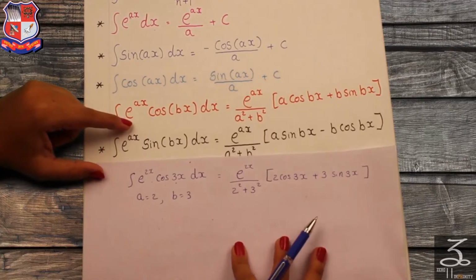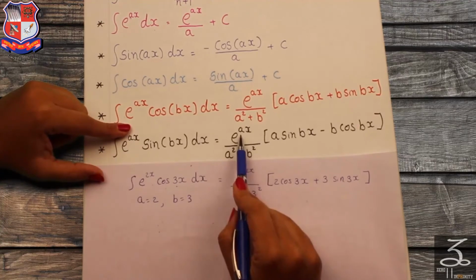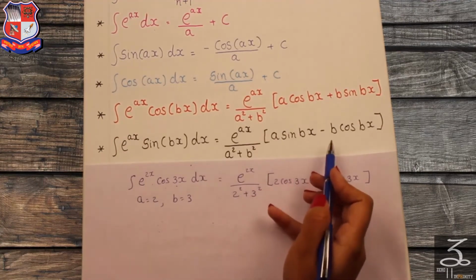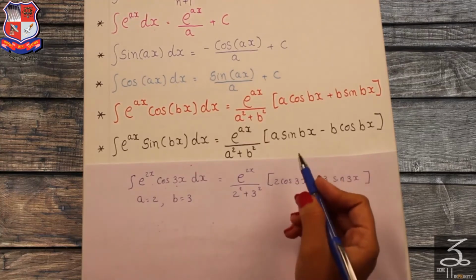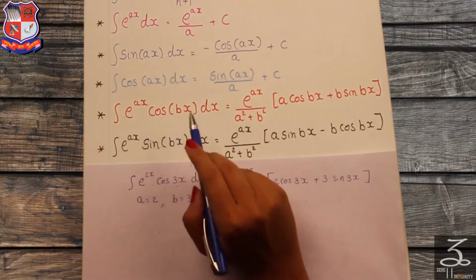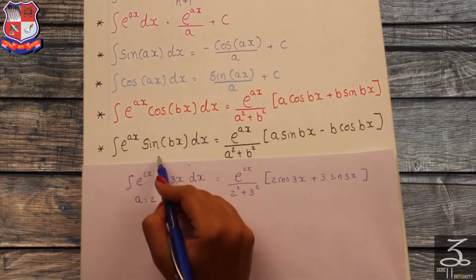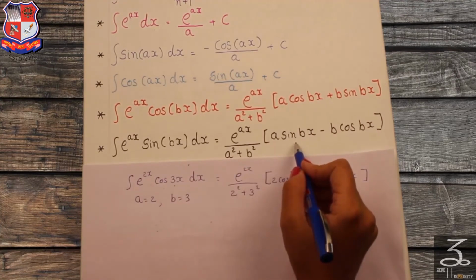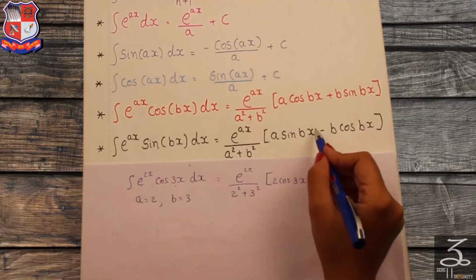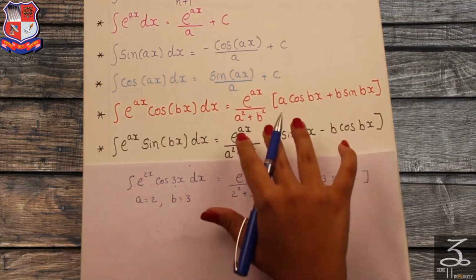Now the next integration is e raised to ax into sin bx dx, that is e raised to ax by a square plus b square into a sin bx minus b cos bx. This is a similar formula. The difference is that when you are integrating exponential into cos function, the first term is cos, and when you are integrating exponential into sine function, the first term is sine, and there is a change in plus and minus sign. When there is a sine function, the middle term is minus, and when there is a cos function, the middle term is plus.